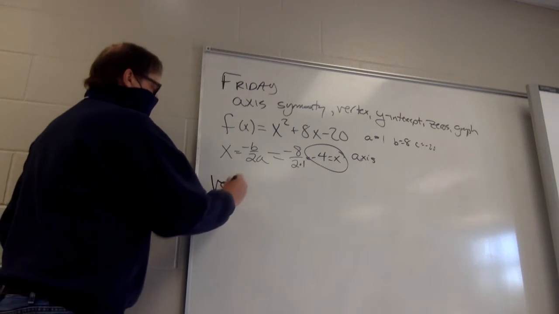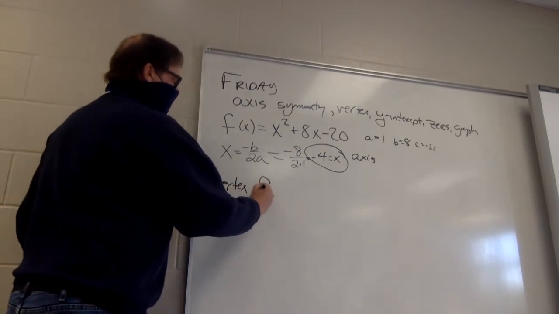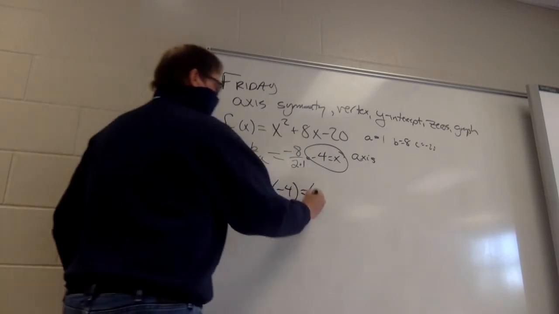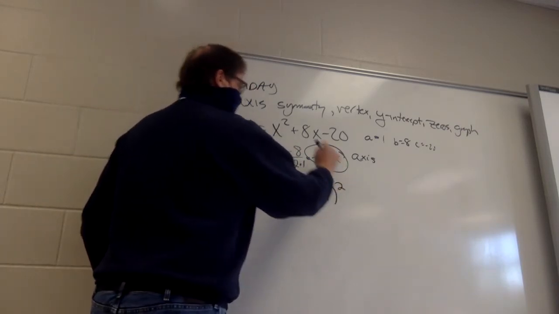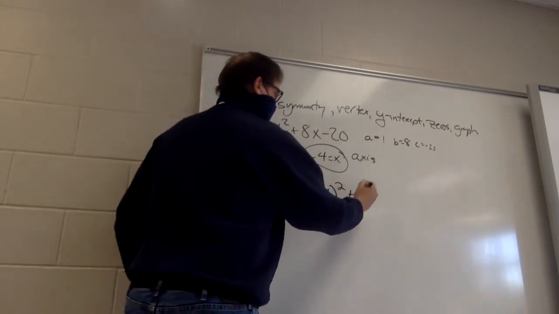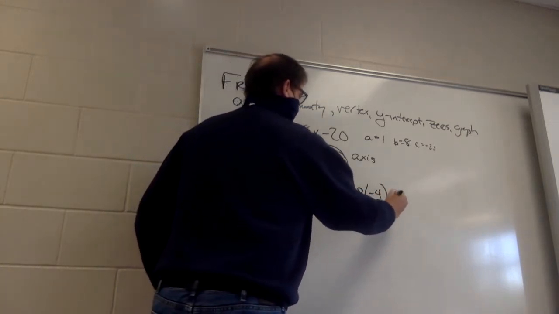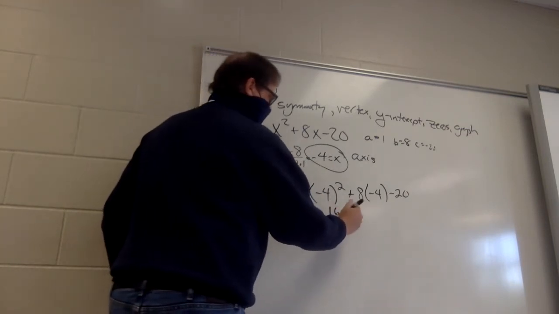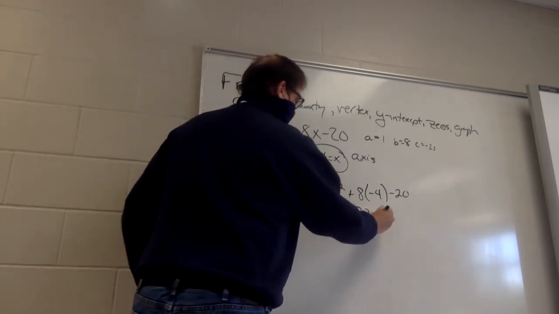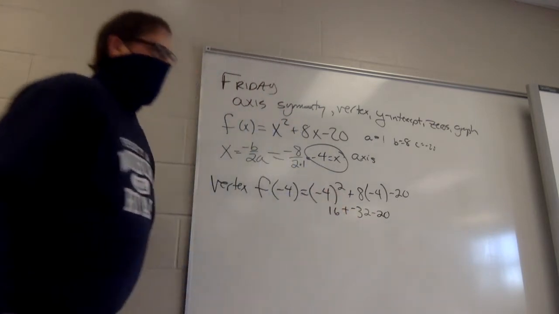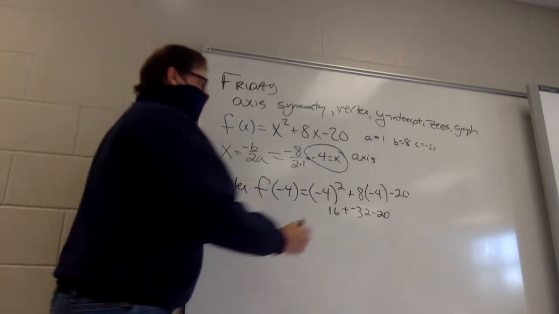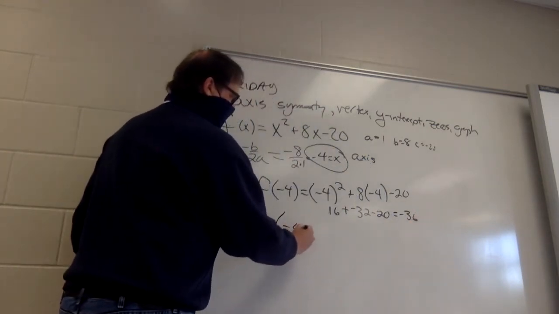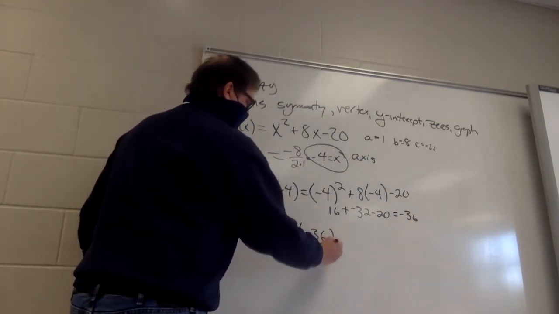The vertex, we need to find what f of negative 4 is. So I put a negative 4 here. I put a negative 4 here. Please remember that's positive 16. We've had 16, we lose 32. We're at negative 16. We're at negative 36. Our vertex is negative 4, negative 36.